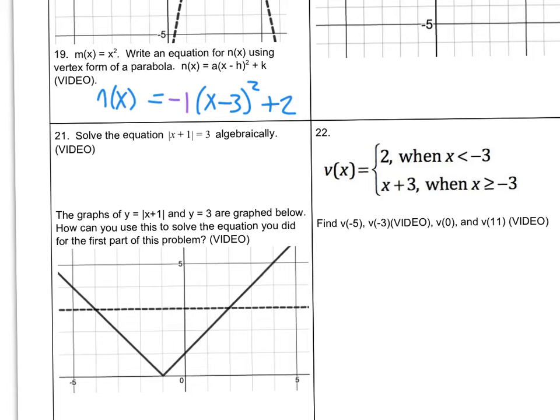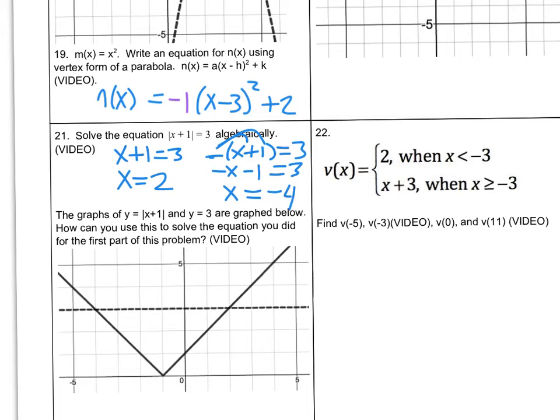21, we got to solve an absolute value algebraically. By algebraically, what I mean is I really want to see, even though this is a pretty straightforward one, x plus 1 equals 3, and negative x plus 1 equals 3. So if I minus 1 to both sides, we get x equals 2, and we end up with negative x minus 1 after we do some distribution of that negative. If I add 1 to both sides, divide by a negative, we end up with x equals negative 4.